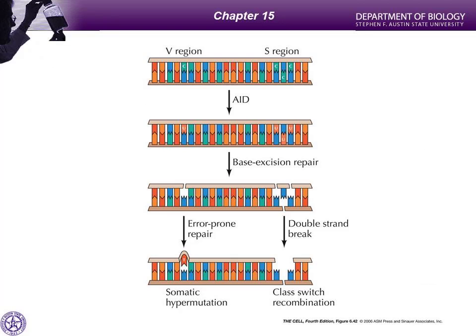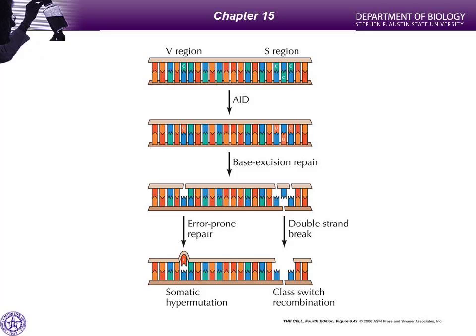So in our illustration, we have our variable region. You can see our cytosine, changed it to a uracil. Now we've got an open spot because we had to remove the uracil. But now instead of that C being in place, there's a T, just random one of the 4. So this happens all throughout the lineages of our B cells. And that's how these antibodies, even though they might be similar, they're going to be different. Hence, the term for the variable region.